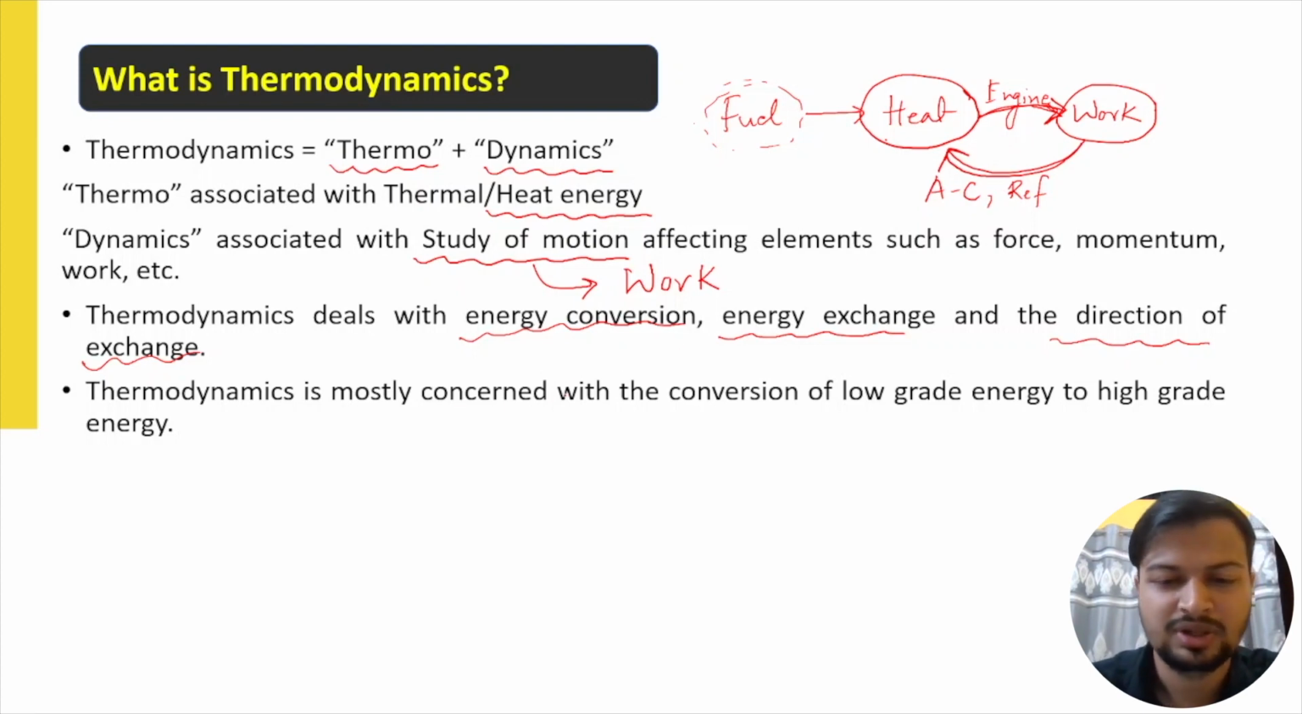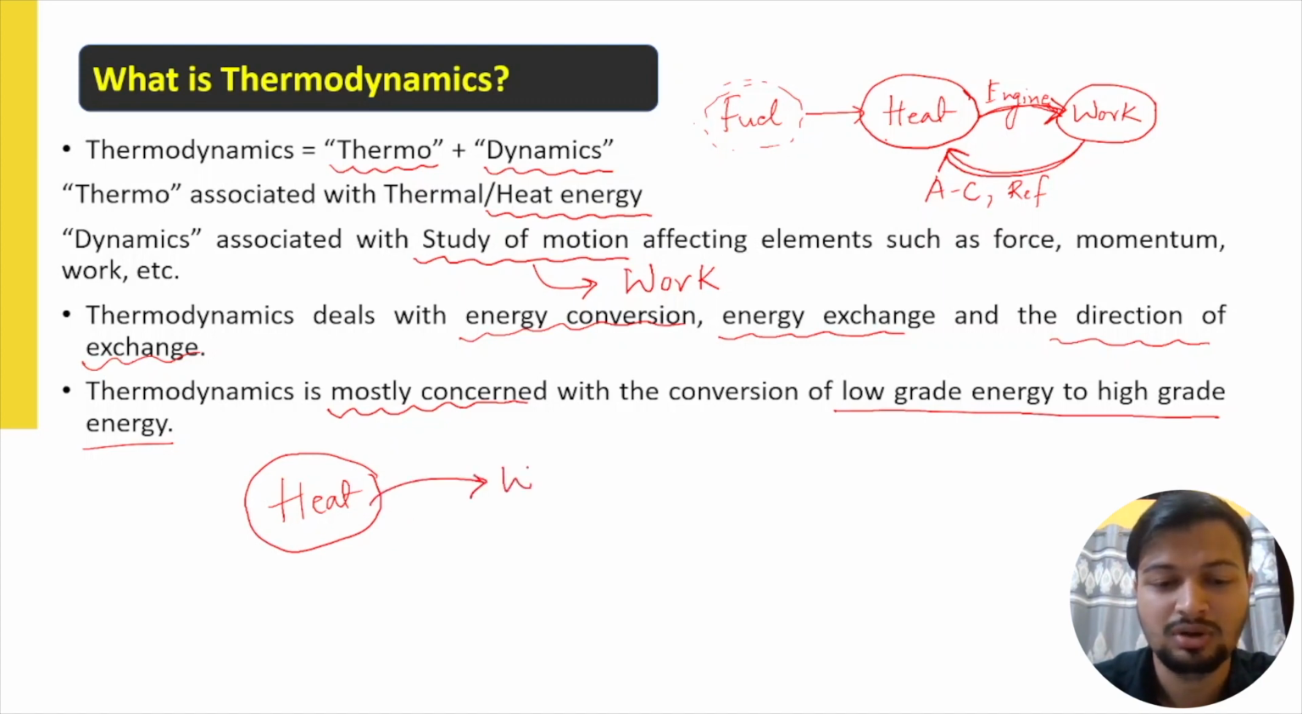Right. Thermodynamics is mostly concerned with the conversion of low grade energy into high grade energy. So what is a low grade energy? A low grade energy is that energy which is readily available and is not that much useful for us. That is heat. Okay. Heat, we cannot use heat to drive the vehicle. Okay. We'll have to first convert heat into work so that this work can be used to drive the vehicle you want. Okay. So this is a low grade energy, and this is a high grade energy. So our focus is mainly on conversion of low grade energy into high grade energy.